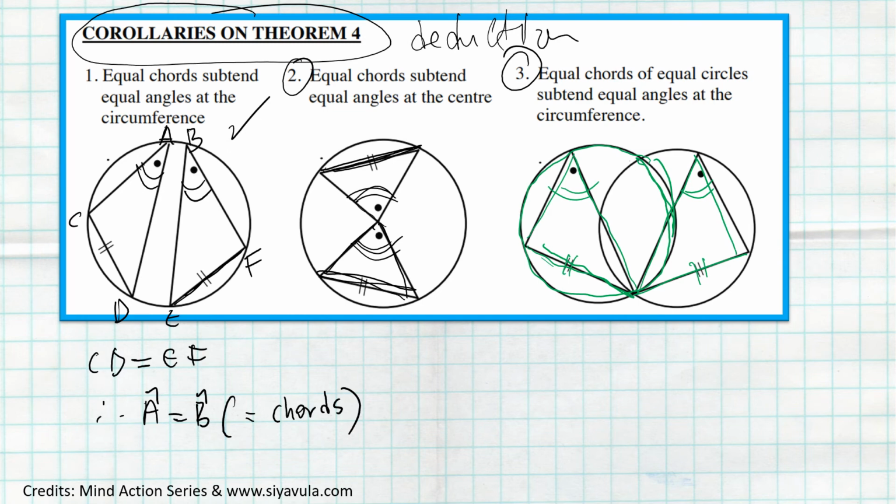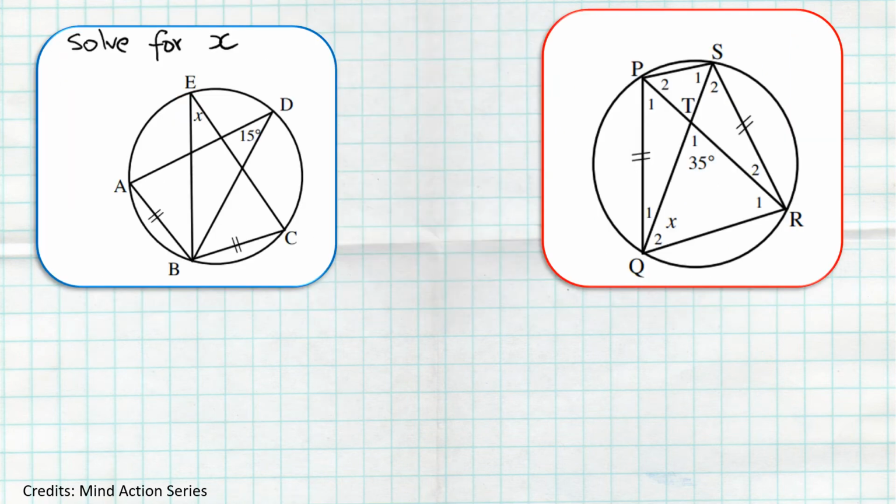Okay, let's just take a look at a quick example for you to conceptualize this. Example: it says solve for x, and they want you to solve for x in both these 2 diagrams. All right, so let's start with this first diagram in blue. They're saying solve for x.